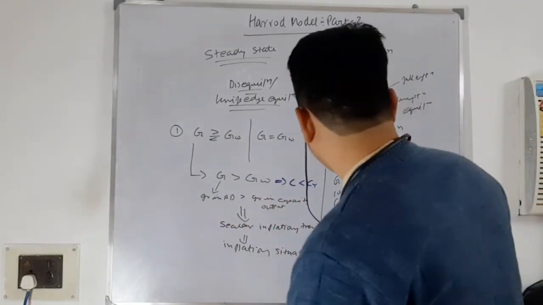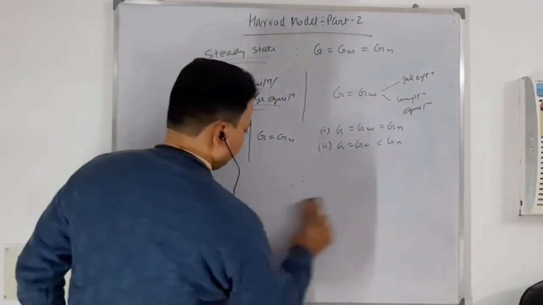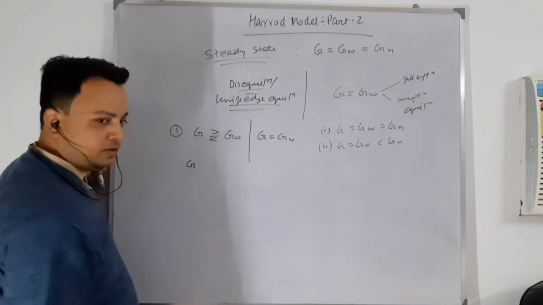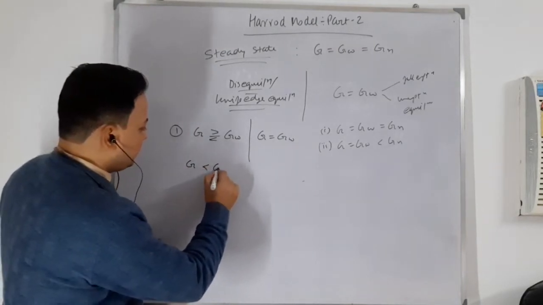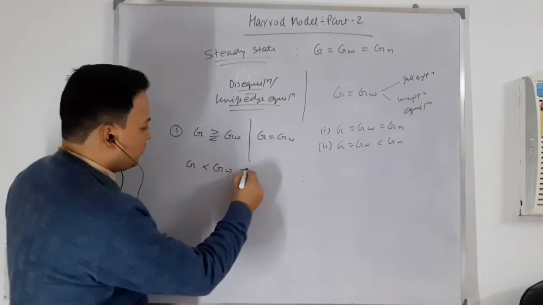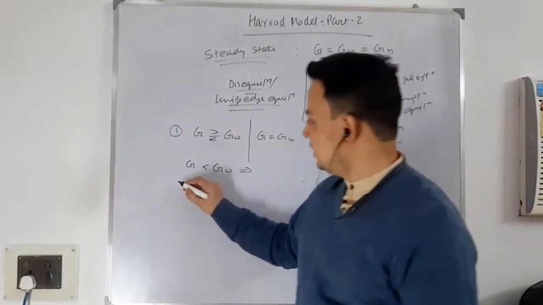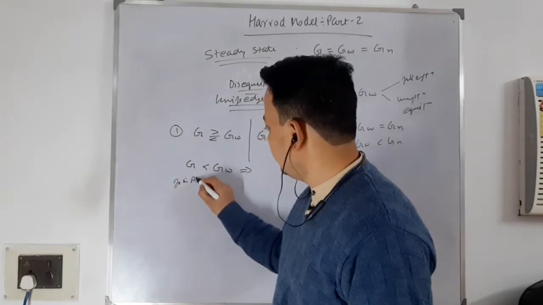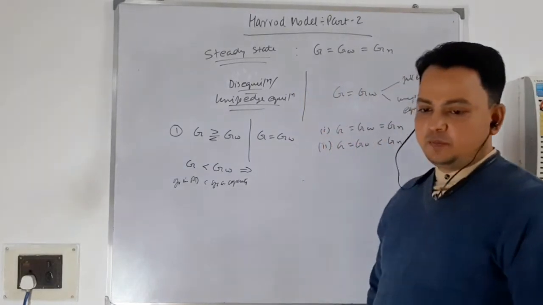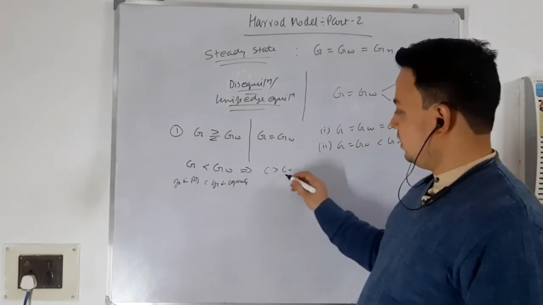Now, second part. Growth in aggregate demand, or actual growth rate in the economy, is less than warranted growth rate. Actual growth rate is less than warranted growth rate. So what will happen? When actual growth rate in the economy, or growth in aggregate demand, is less than growth in capacity output, that means actual capital stock or actual capacity in the economy is more than required capacity.